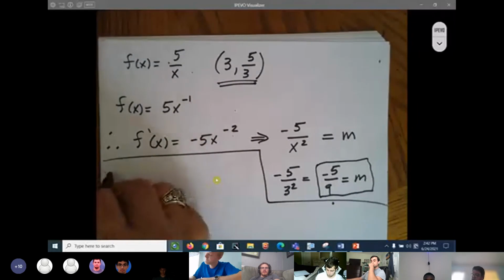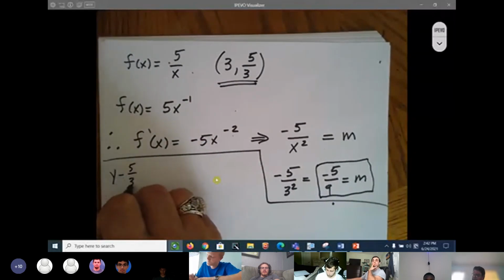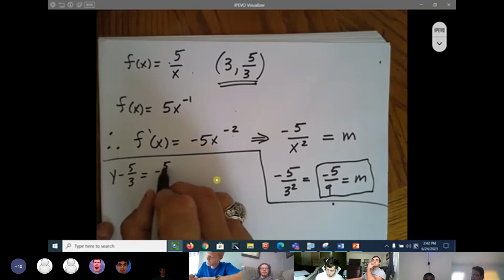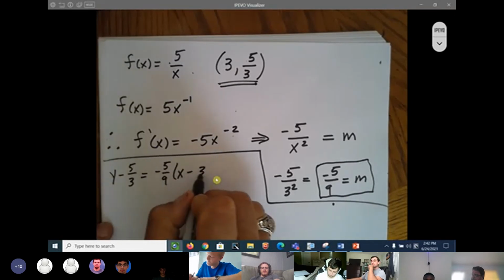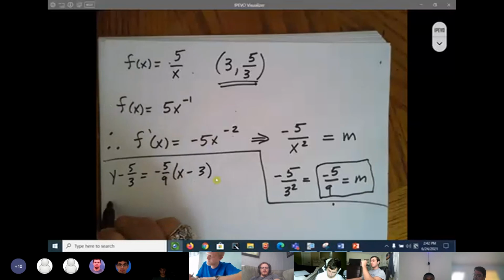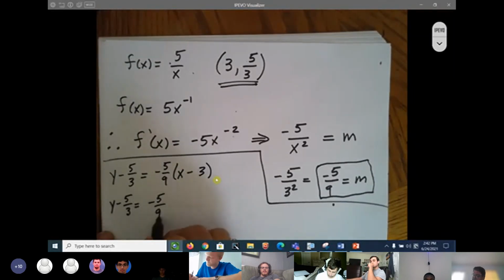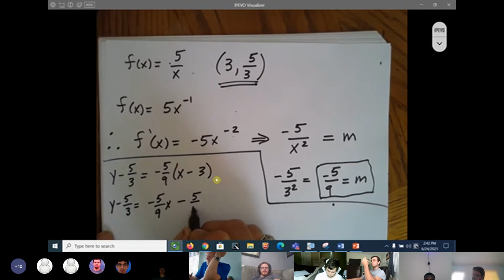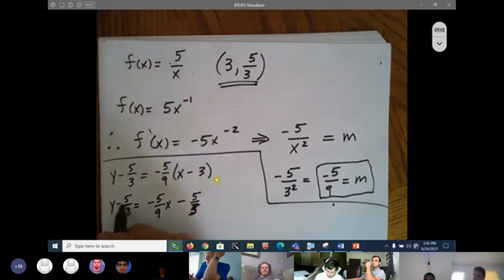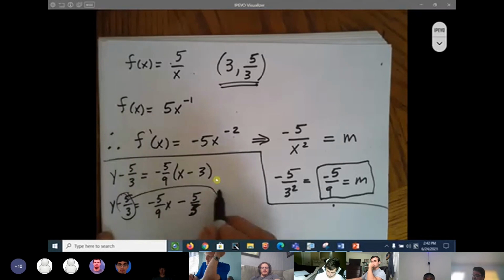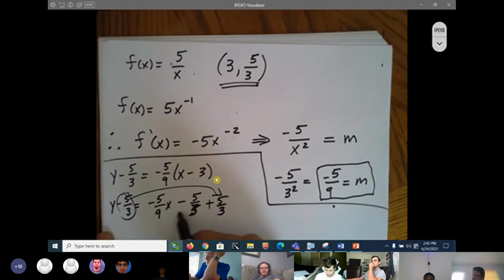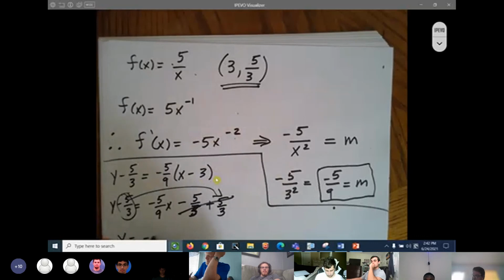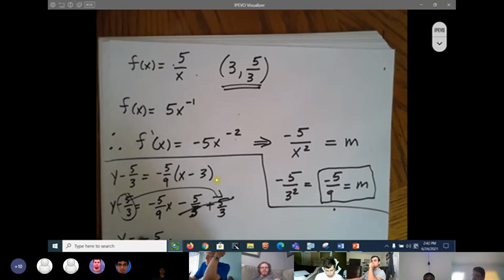Y minus 5/3 is equal to negative 5/9 times x minus 3. Y minus 5/3 is equal to negative 5/9 x minus, well, that 3 is going to cancel 5/3. Look at that. And you bring that 5/3 over, cancels out the 5/3. Y is equal to negative 5/9 x.